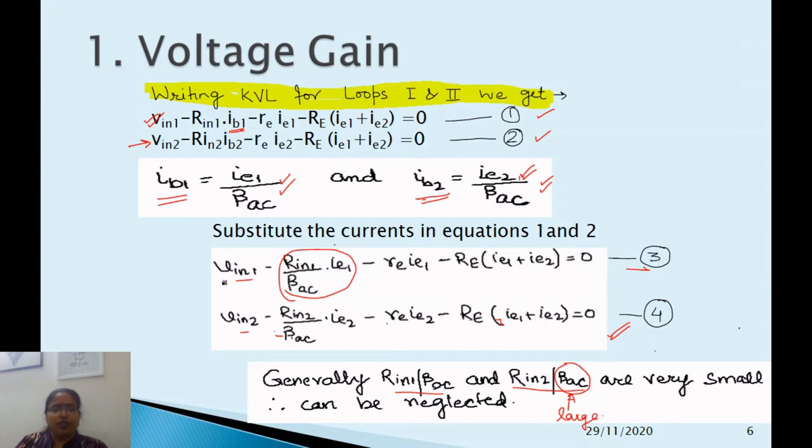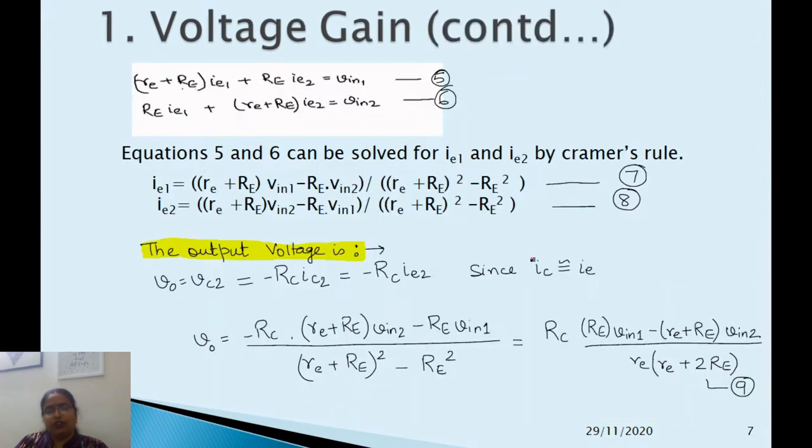Taking V in 1 on one side and these other two on the other side, the equations become like that. These become equations 5 and 6. So these can be solved for IE1 and IE2 by using Cramer's rule.